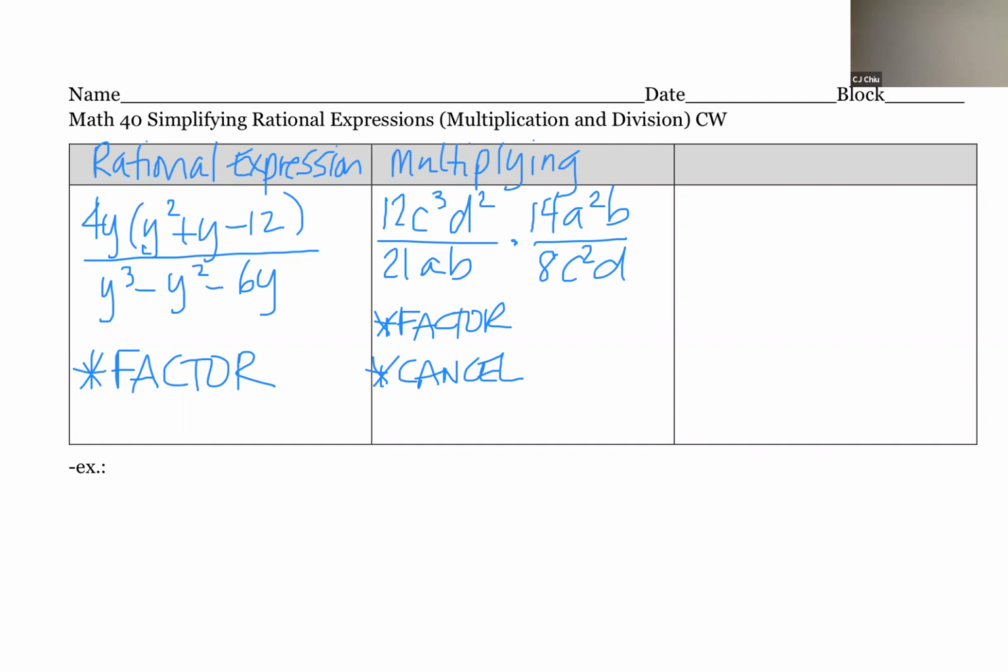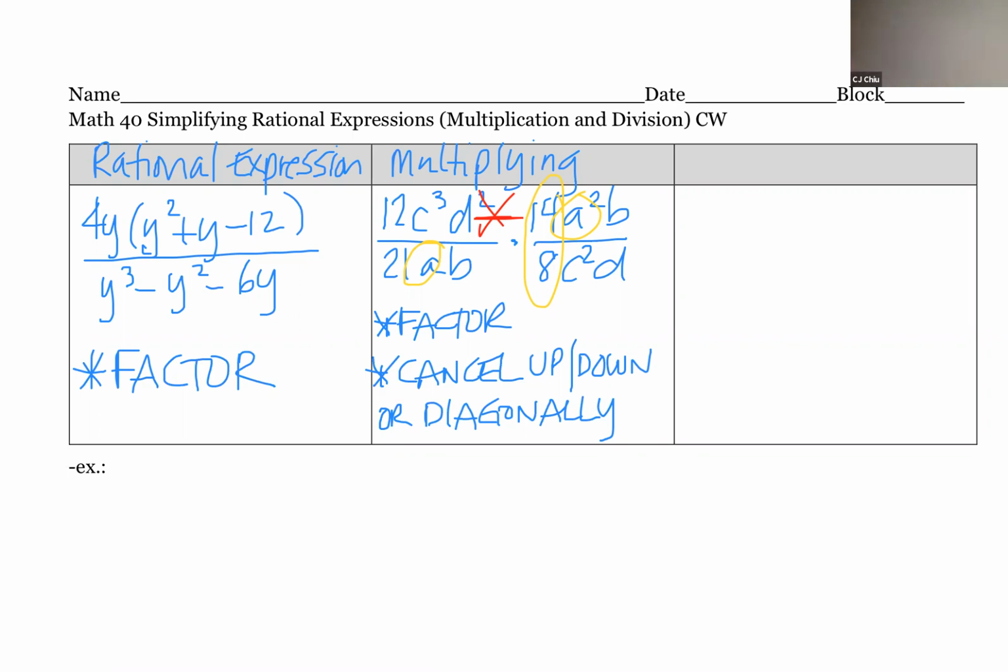You can cancel up or down in the same rational expression or diagonally, okay? So you can cancel up and down, so this way, okay? Or you can cancel, like for the A's, you can cancel this way, okay? You cannot cancel across, okay? So don't cancel this way. That's a no-no, okay? So you either go up or down, diagonal, and that's it.